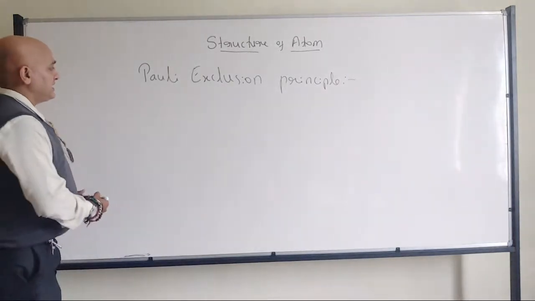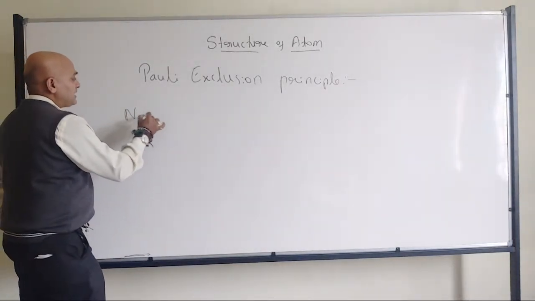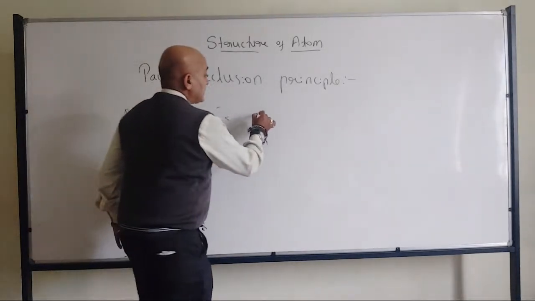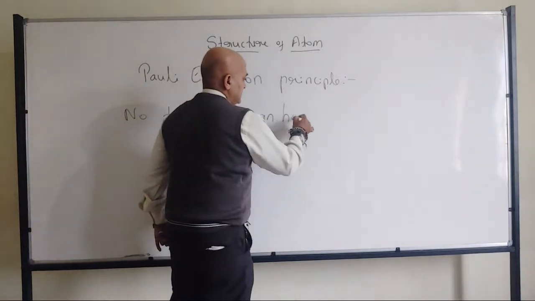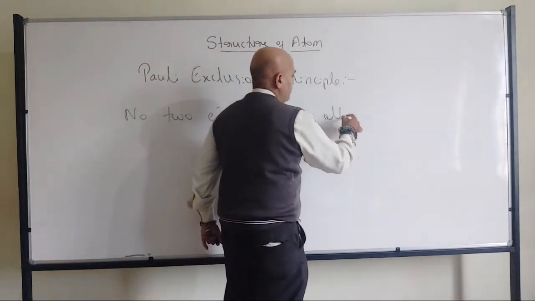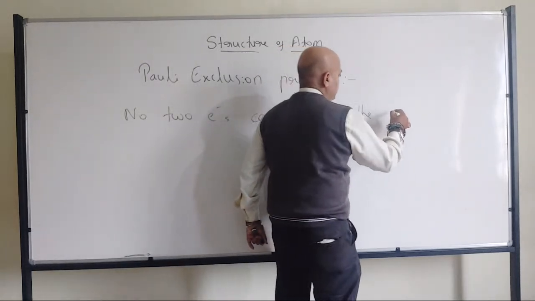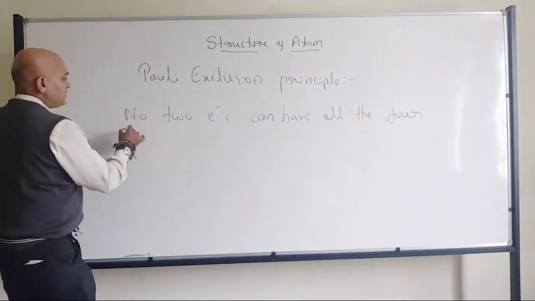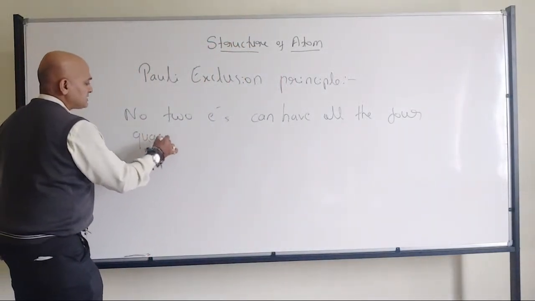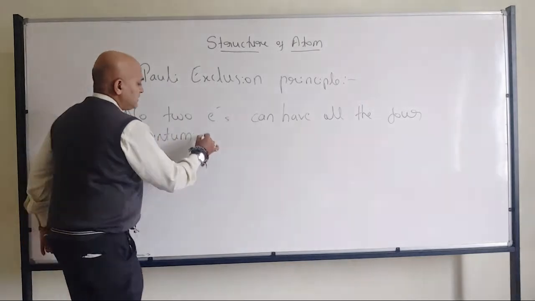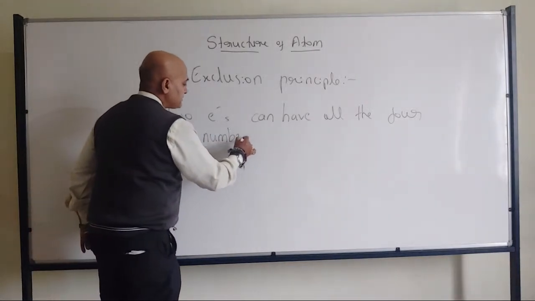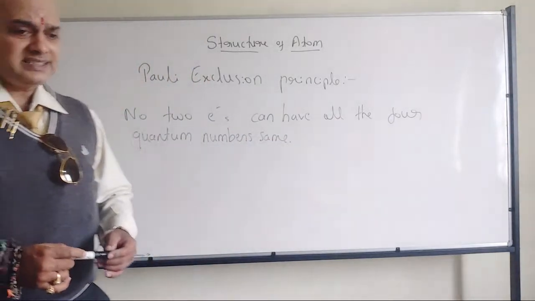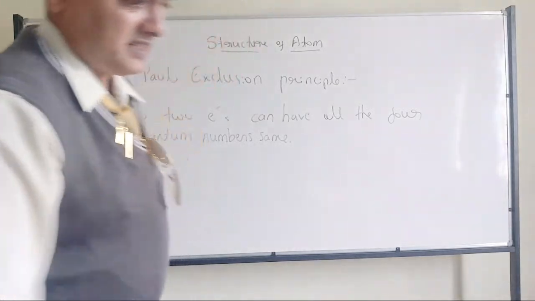That compulsion here is no two electrons can have all the 4 quantum numbers the same. All the 4, because we have a total of 4, right? So all the 4 quantum numbers the same is not at all possible. That's what Pauli's exclusion principle tells.